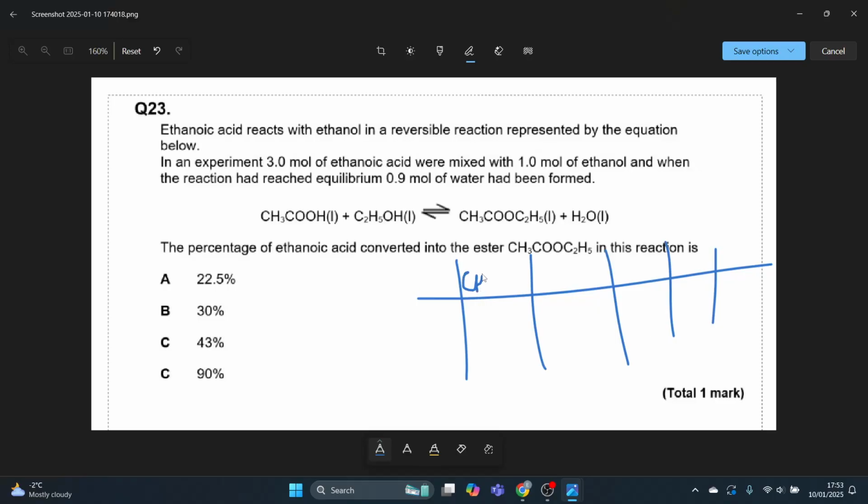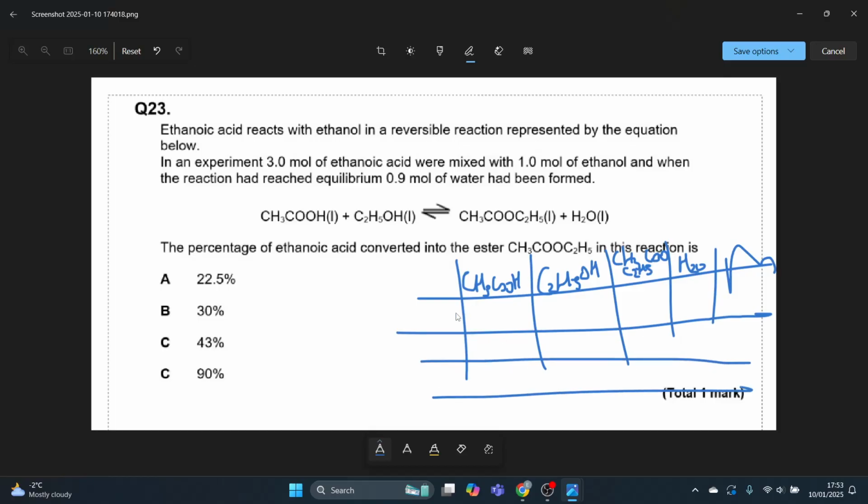So using the ICE method, we've got CH3COOH, then we've got C2H5OH, we've got CH3COOC2H5, we've got H2O. ICE: initial moles, change in moles, equilibrium moles. So initially we had 3 moles of ethanoic acid mixed with 1 mole of ethanol, and when the reaction reached equilibrium, 0.9 moles of water had been formed.